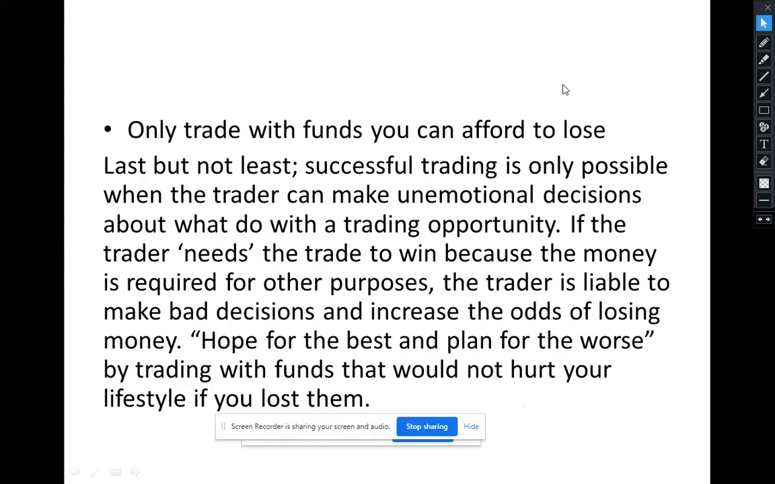Then lastly, only trade with funds you can afford to lose. Do not deposit big money thinking that you're going to turn the money into millions. Deposit only money that you have left over. If you think you're going to make profit out of it, at the end of the day you disgrace yourself. So always deposit funds you can afford to lose.